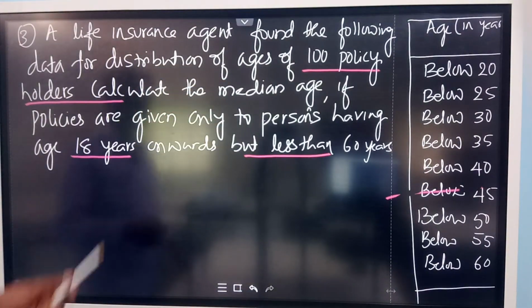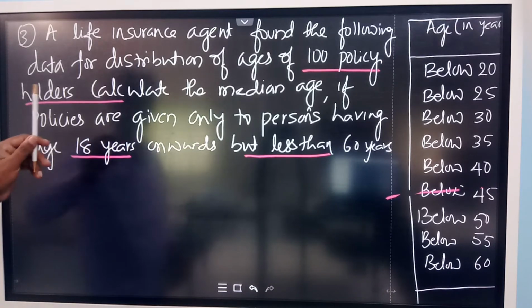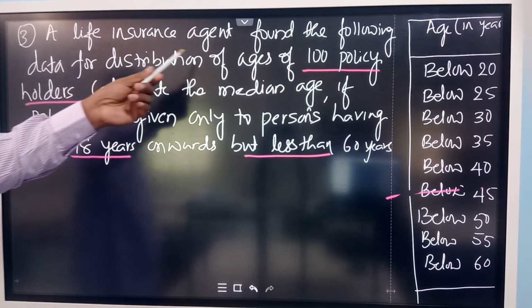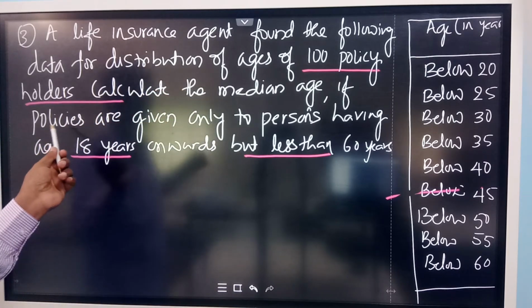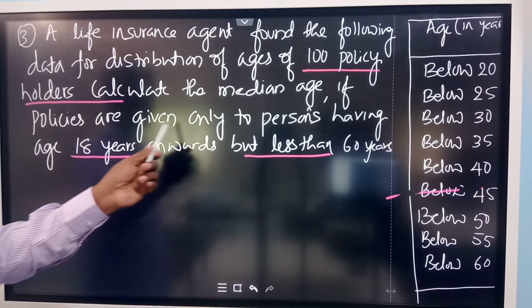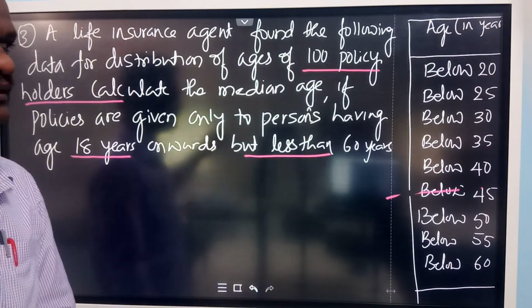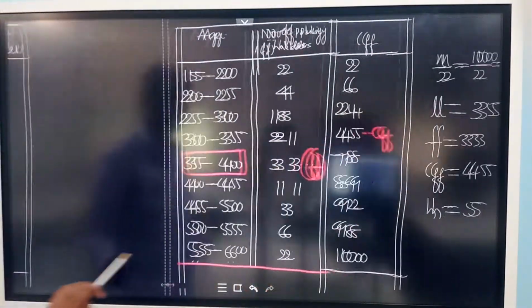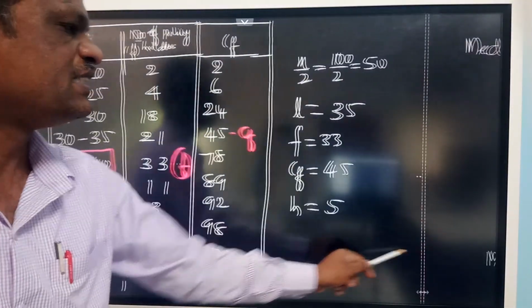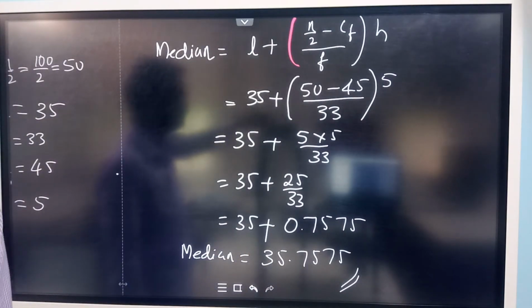What was the question they asked? Calculate the median age if the policies are given only to the persons. Median class. Distribution of ages of the 100 policies. To calculate the median age if the policies are given only to the persons having 18 to 60 years, then median class is this one, 35 to 40 age. Answer lies at 35 as the median, 35.75.